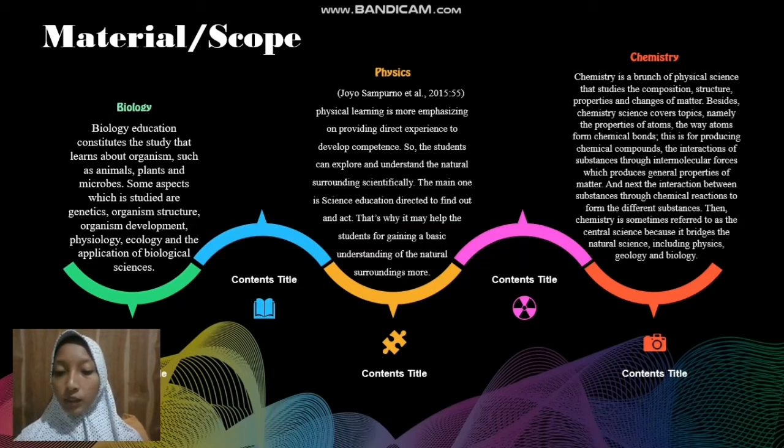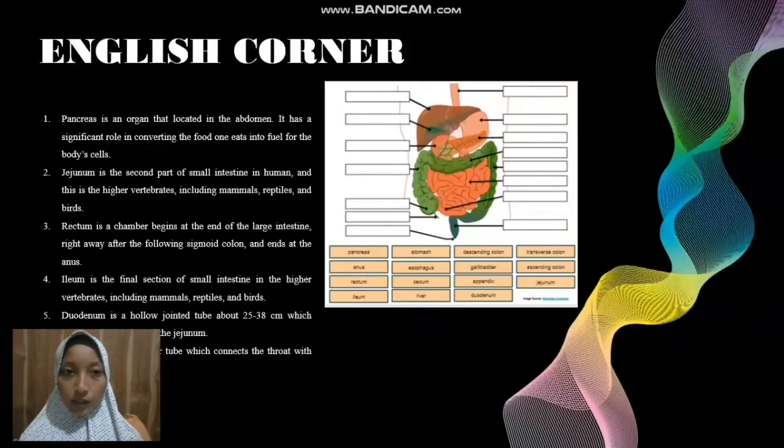Nah, kemudian ini untuk menghasilkan senyawa kimia, interaksi zat melalui gaya antar molekul yang menghasilkan sifat umum materi dan selanjutnya terjadinya interaksi antara zat melalui reaksi kimia hingga membentuk zat yang berbeda. Kemudian kimia ini terkadang disebut sebagai ilmu pusat karena mempelajari ilmu pengetahuan alam termasuk fisika, geologi, dan biologi. Jadi ini ilmu pengetahuan alam ini saling berkaitan antara biologi, fisik, kemudian chemistry. Seperti itu. And then the next is English corner.